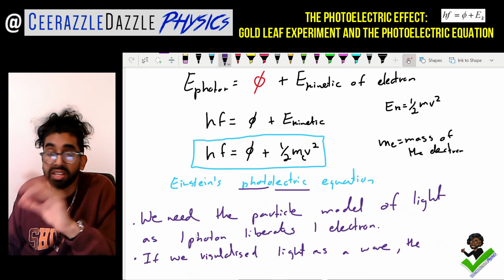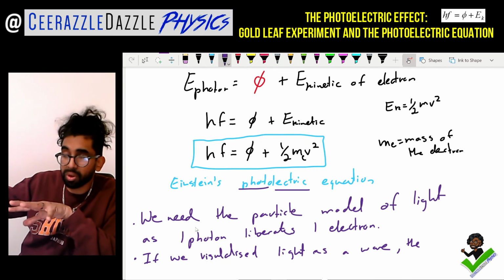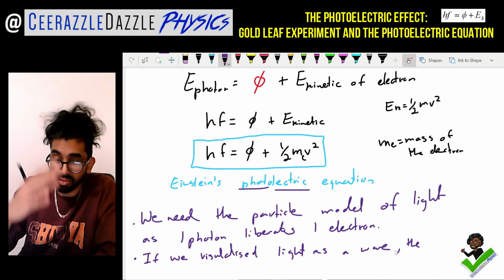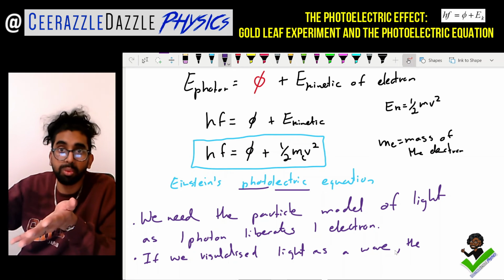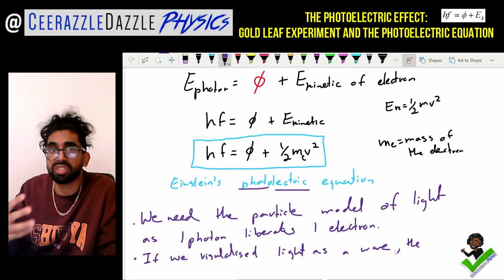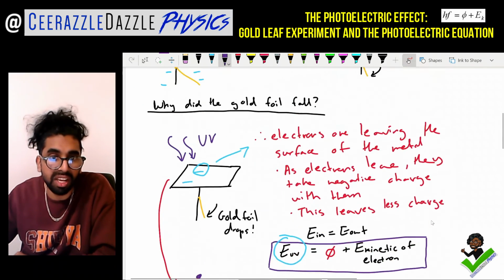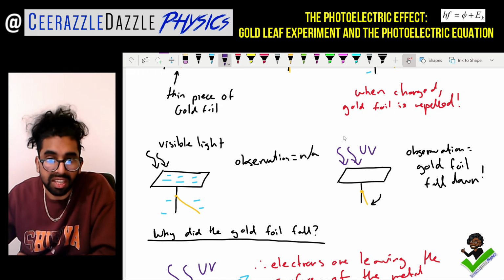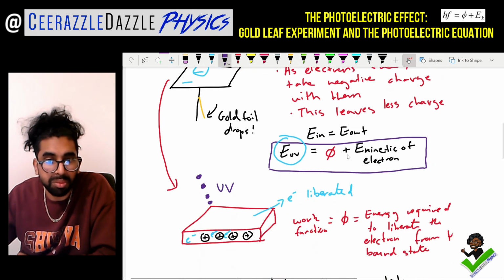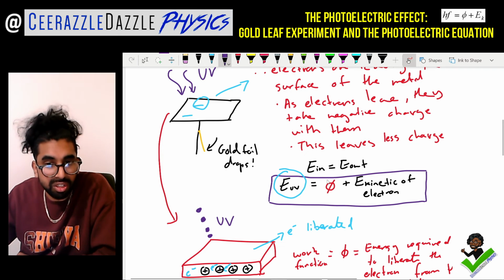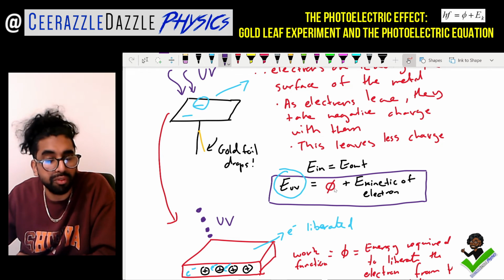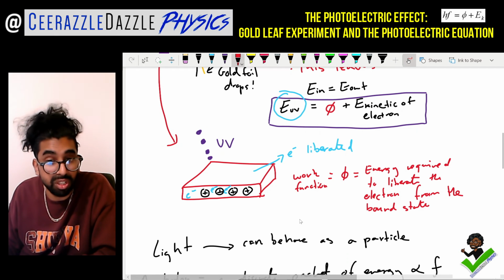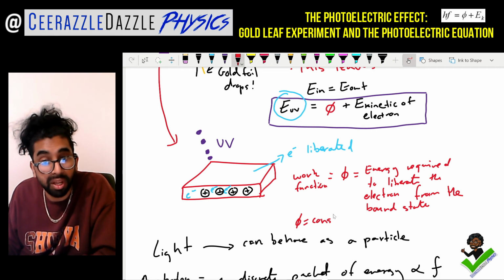It's one to one, and that's the key thing. It's like snooker: one comes in and knocks out one of them. If light came in as a wave, then eventually visible light could build up enough and release an electron, which doesn't occur. It doesn't matter how much visible light you shine on it, it will never release an electron. The incoming energy of the photon simply must be greater than the work function to liberate it. And don't forget, this work function is a constant for each material, so phi is a constant per material.